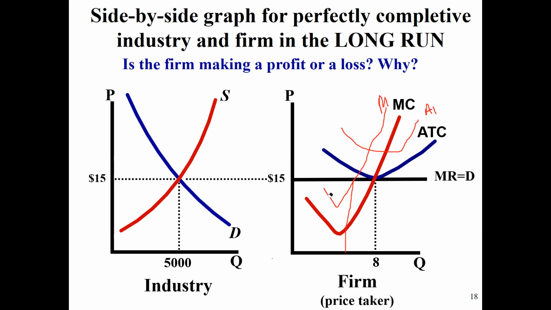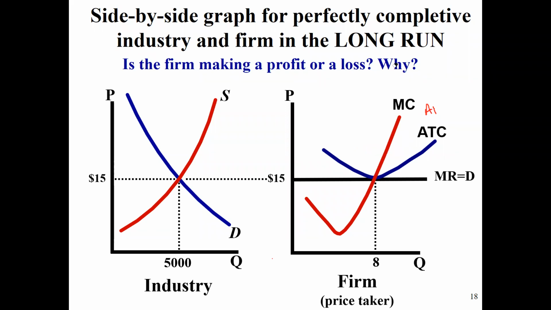Now, if it was a lump sum tax, all you'd have is the ATC shifting up. If it was a lump sum tax, you have no effect on price or quantity. Let's see what else here.